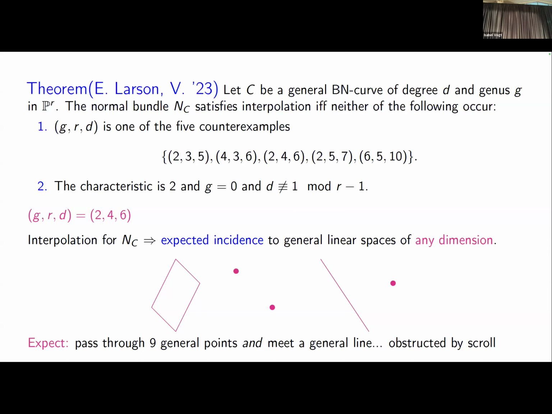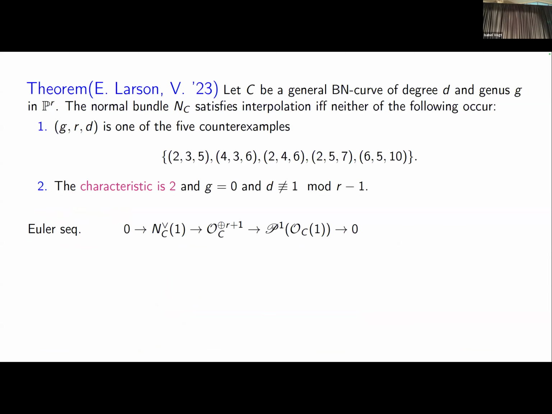So I now want to say something about the characteristic 2 counterexamples, because that's perhaps rather interesting. So in all characteristics, you have an Euler sequence for the normal bundle. Perhaps you're more familiar with the Euler sequence for the restriction of the tangent bundle, but you can further quotient to get something for the normal bundle. So if my curve in r-dimensional space is specified by r plus 1 sections of the line bundle O(1), then I have a natural map from the trivial bundle of rank r plus 1 to the first bundle of principal parts of O_C(1), which takes the value and the derivative of each one of those sections at every point.